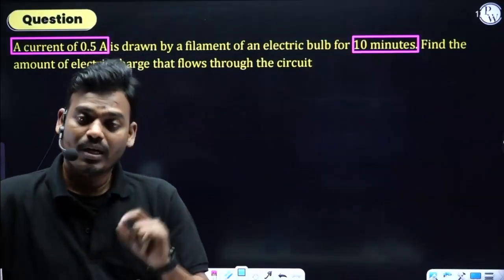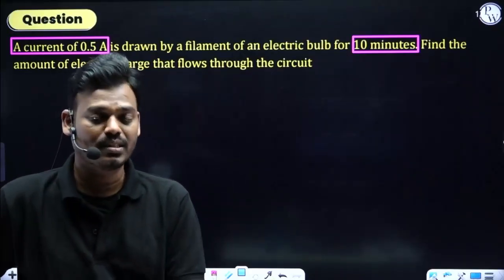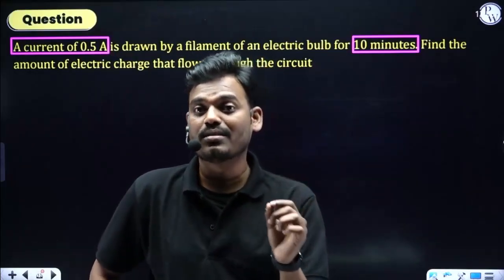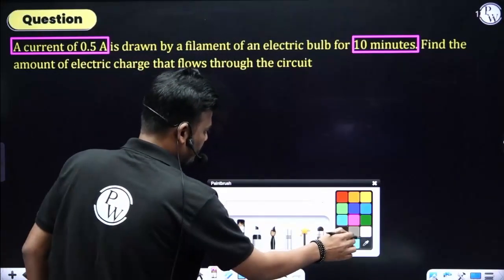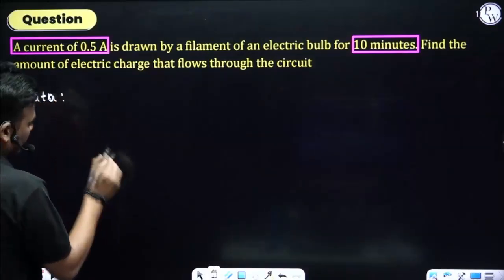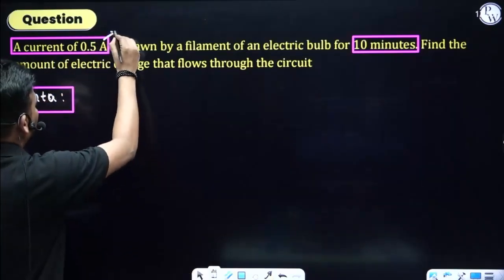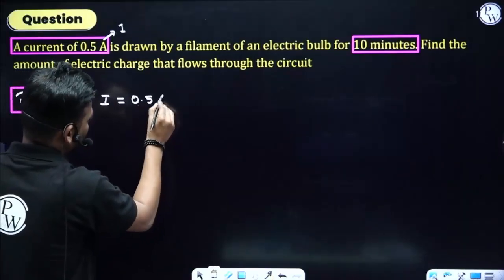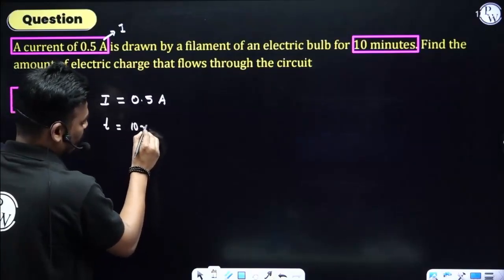How to calculate it? If you want full marks in numericals, especially in physics, you need to follow a systematic procedure. What is that procedure? First, write down the data. What have they given? The first one is current, that is 0.5 ampere. The next one, time, 10 minutes.